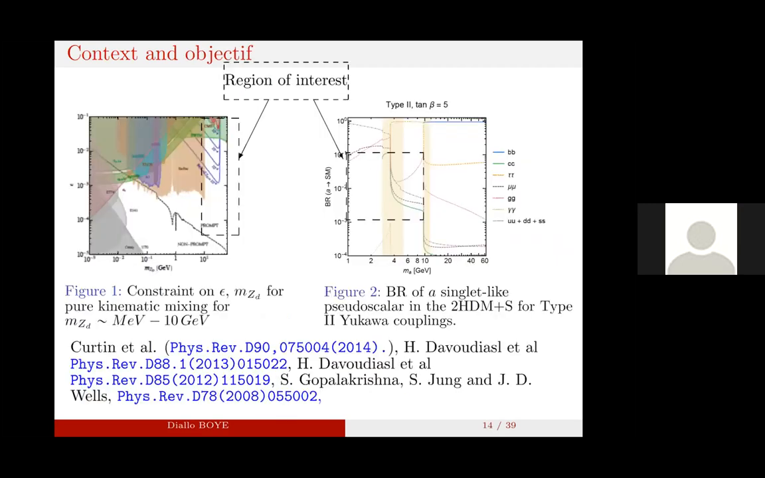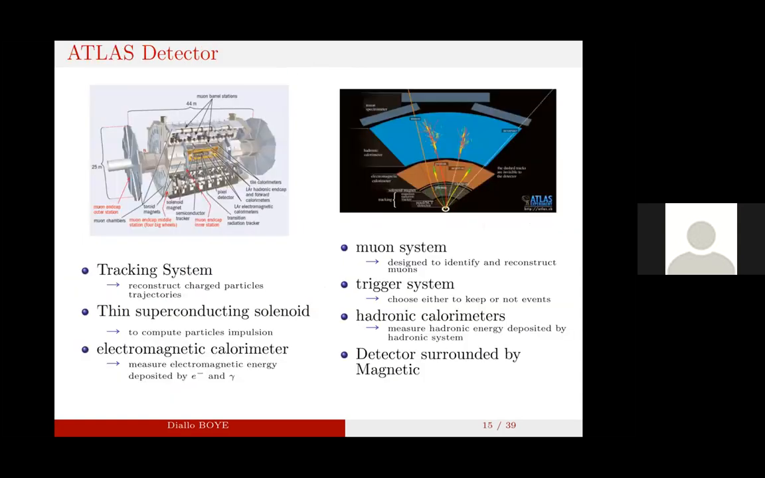And so this is our region of interest, which I made in a box. We are only considering the prompt Z dark for the case of Z dark, and for the case of A, we are considering this region. So that's what we are considering for these two benchmark models.